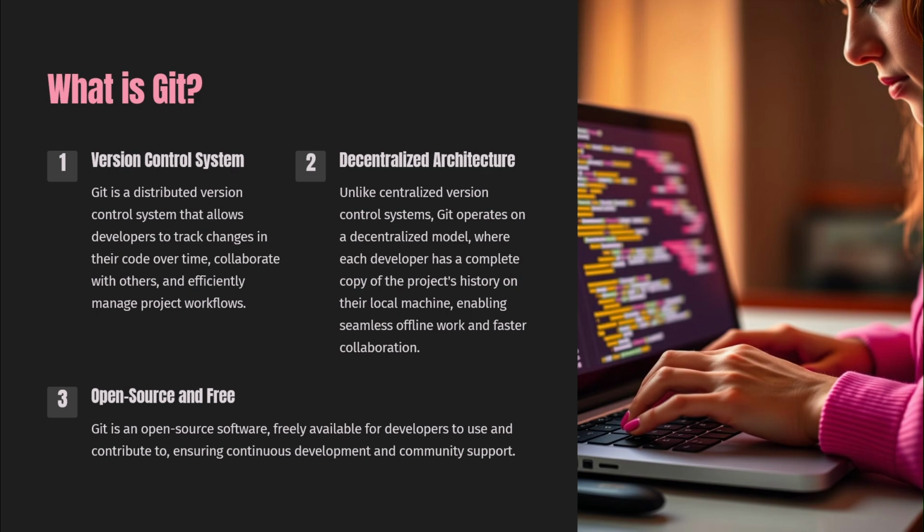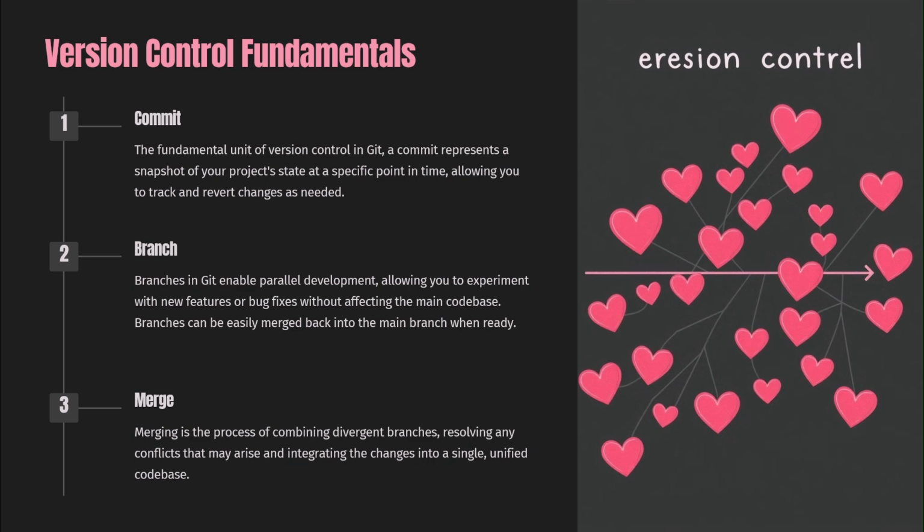Git is decentralized, which means each person working on a project has a whole history of the project saved on their own computers. This system makes working offline easy and keeps things fast. The best part is Git is free and open source, so anyone can use it.